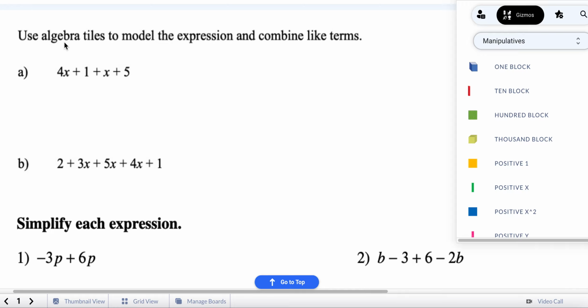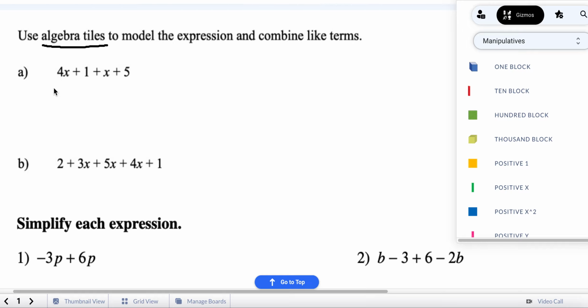Okay, so we are going to use algebra tiles. So in your classroom, your teacher should have algebra tiles, but if the teacher doesn't have algebra tiles, I'm going to show you how to do this without algebra tiles. You're going to have to draw stuff, but the important thing about using algebra tiles is understanding the reason why some things are called like terms and some things are unlike or they're not the same. So we're going to start with this expression, 4x plus 1 plus x plus 5.